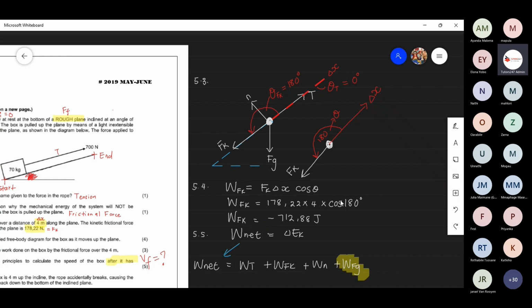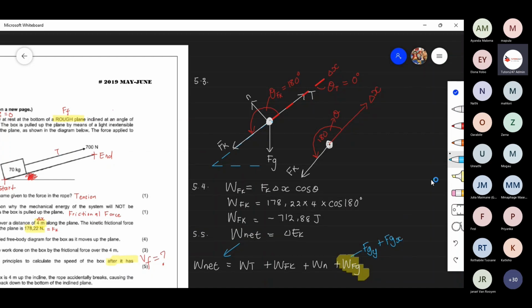There was a question previously when we started the session: why don't we include the components of Fg? So now that I'm going to calculate the work done by Fg, I'm not going to use the force Fg itself. I'm actually going to use the components of Fg. So I'm going to just indicate that here. I'm going to use the components of Fg. That is going to be my work done by Fg.